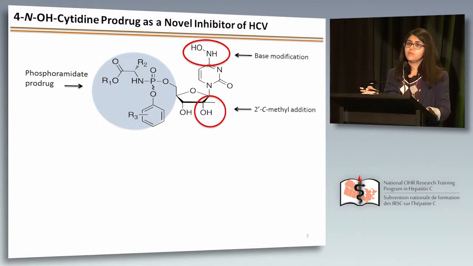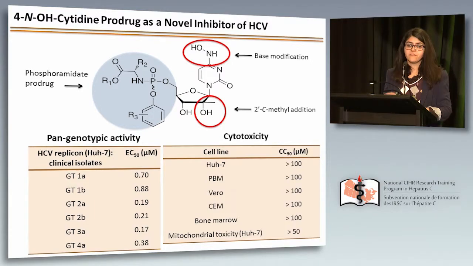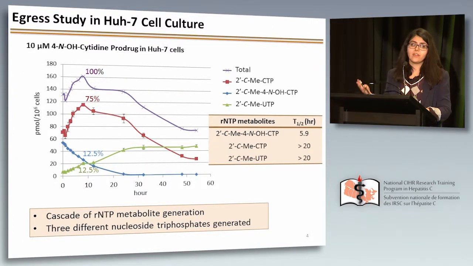Every time we have a new prodrug, the first thing we do is we look at its antiviral activity. In our replicon system, we observed that this prodrug had pan-genotypic submicromolar activity against all the genotypes tested to date. In the different cell lines that we tested, we haven't seen toxicity yet, up to 100 micromolar. We also haven't observed mitochondrial DNA toxicity. So this looked like a promising compound to go ahead with further analysis. Another postdoc in our laboratory looks at the intracellular metabolism of these prodrugs, and I want to share some of her data with you.